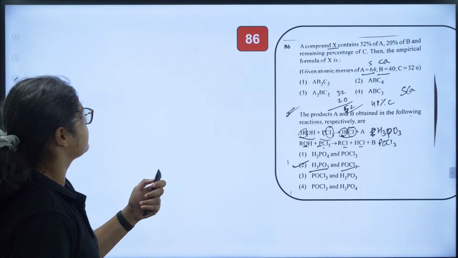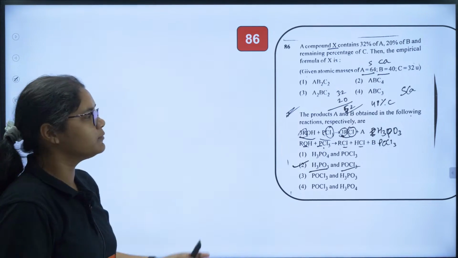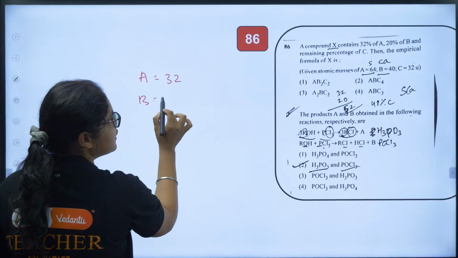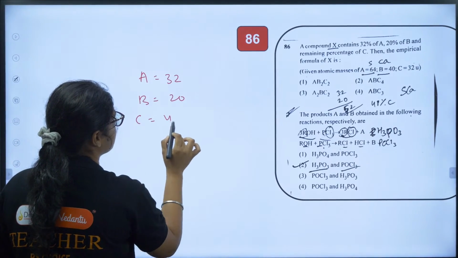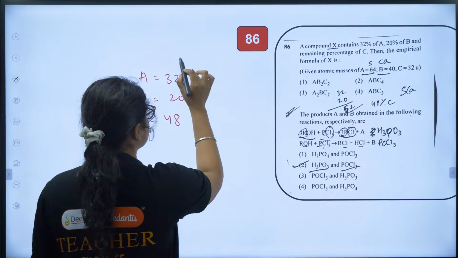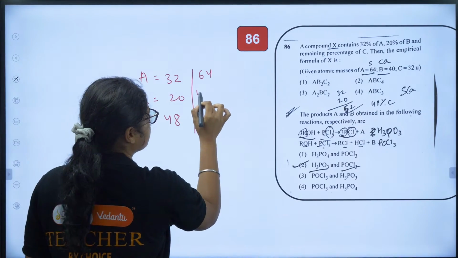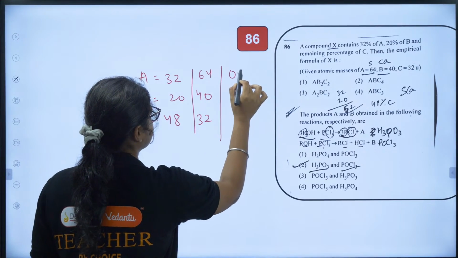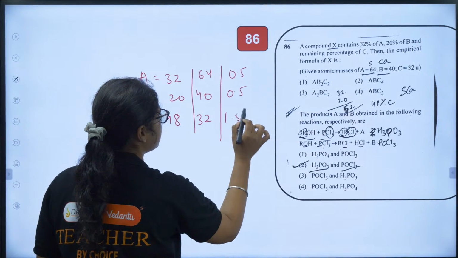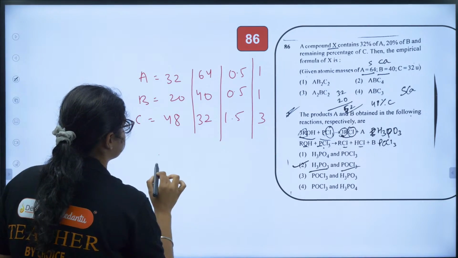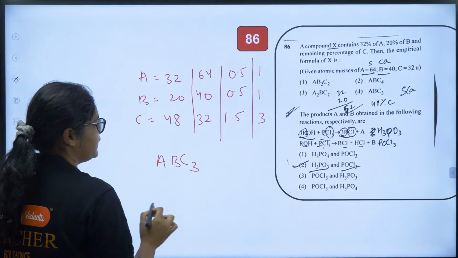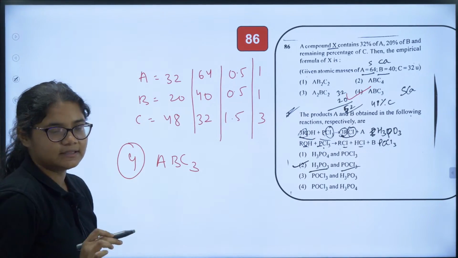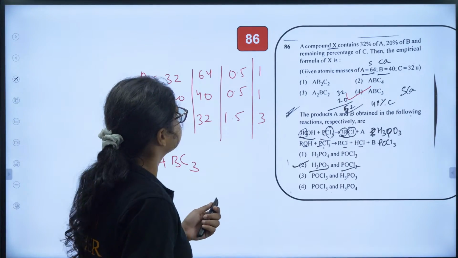Yeah, question 86. Empirical formula, direct question is given. So A is 32%, B is 20% and the rest will be 48%. Now their molecular masses are 64, 40 and 32. Now if you calculate the number of moles, we'll get 0.5, 0.5 and 1.5. So if you solve it, 1, 1, 3, so we will get ABC3, right? So the correct answer for this question will be option number 4, that is ABC3. Now coming to the next question.